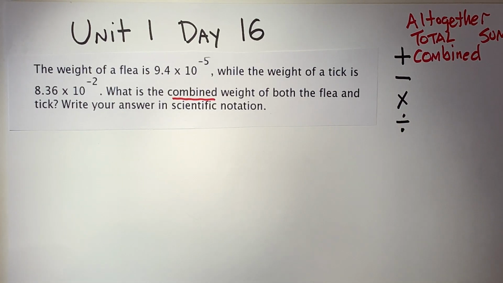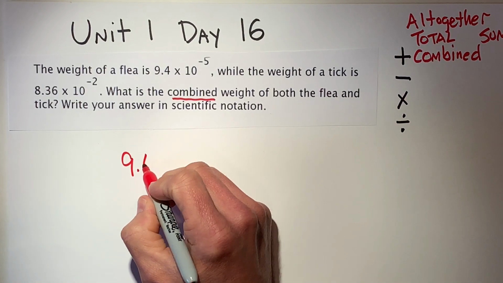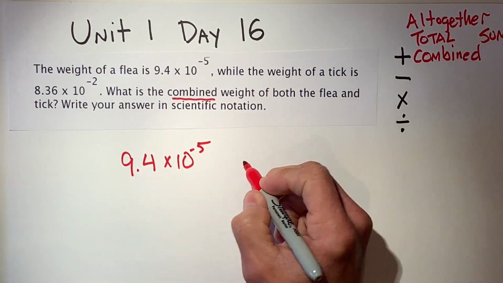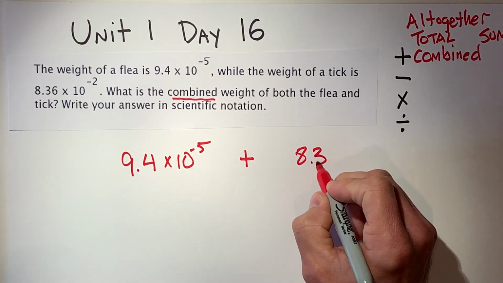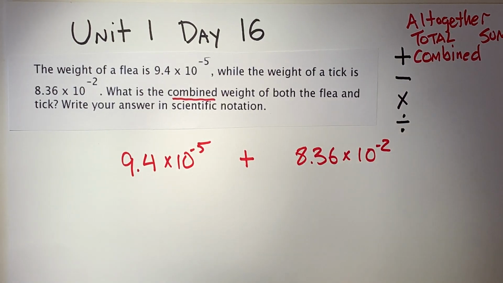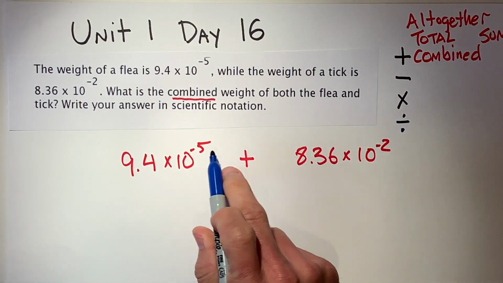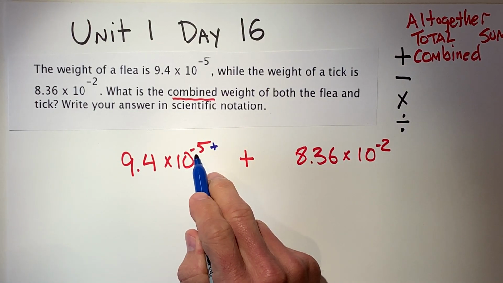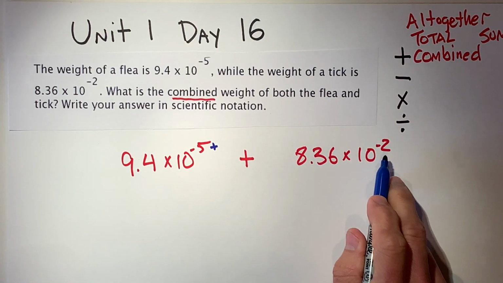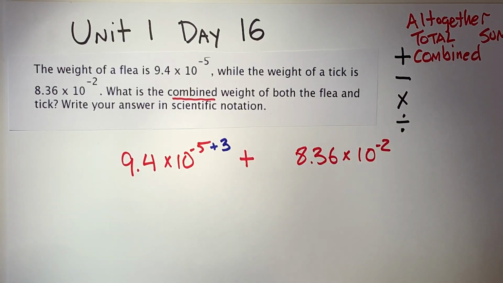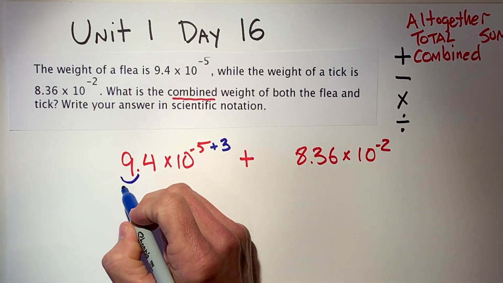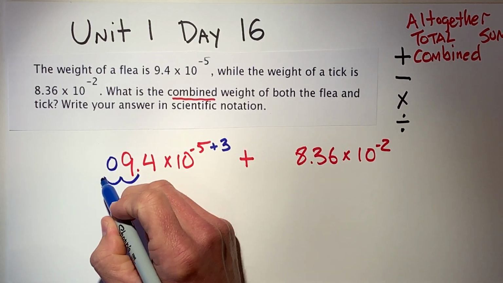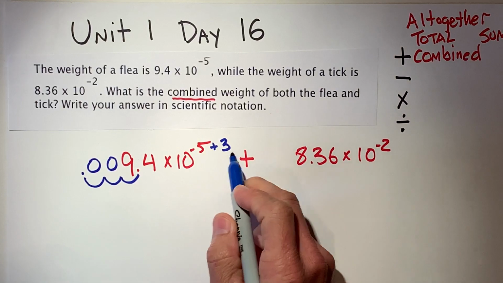So what is the combined weight of both the flea and the tick? Write your answer in scientific notation. So let's go ahead and write down the first number, 9.4 times 10 to the negative fifth. And we're going to be adding 8.36 times 10 to the negative second. A rule from the previous lessons was that we can't add these because they have different exponents, so we have to balance those out. To get negative 5, which is the smaller, to turn into negative 2, which is the bigger, I need to add 3. And if I add 3, that means I need to move my decimal 1, 2, 3 places to the left to balance out the plus 3.